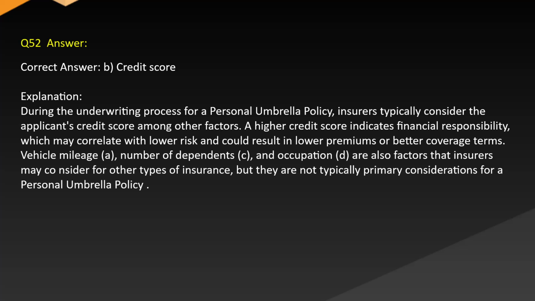Explanation. During the underwriting process for a personal umbrella policy, insurers typically consider the applicant's credit score among other factors. A higher credit score indicates financial responsibility, which may correlate with lower risk and could result in lower premiums or better coverage terms. Vehicle mileage (A), number of dependents (C), and occupation (D) are also factors that insurers may consider for other types of insurance, but they are not typically primary considerations for a personal umbrella policy.